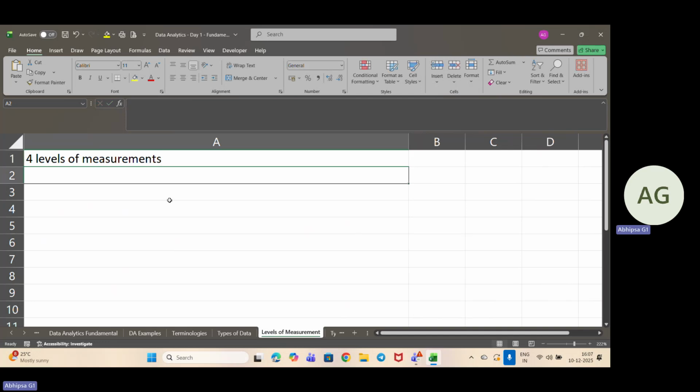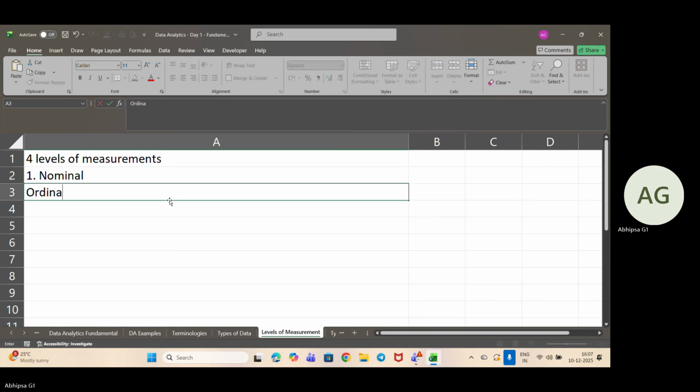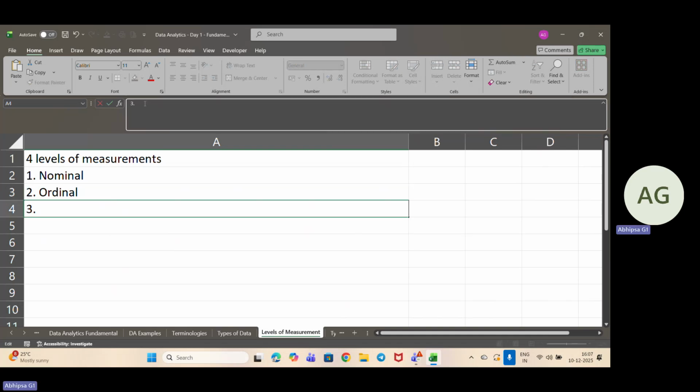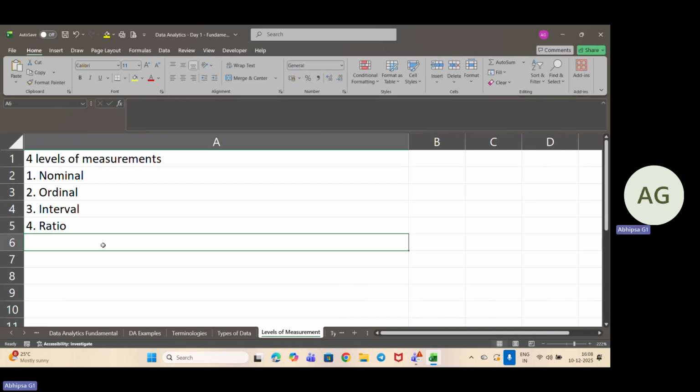The very first one is the nominal. Next is the ordinal. The third one is interval. The fourth one is ratio. These are the levels of measurement.